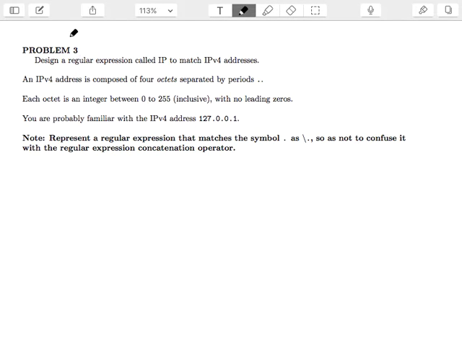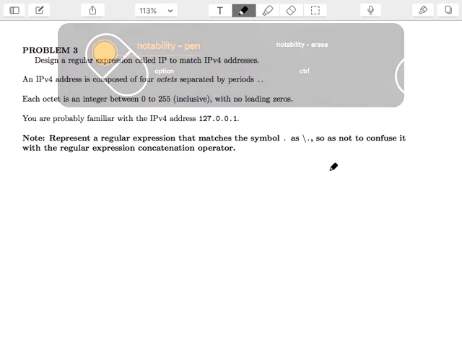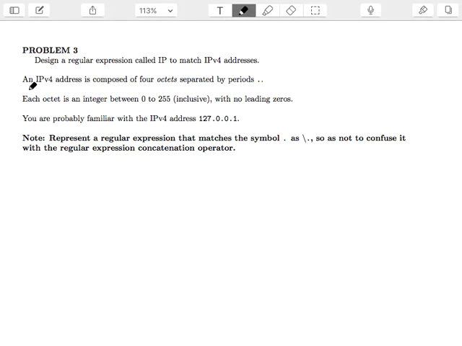So this problem says we want to design a regular expression called IP to match IPv4 addresses. Hopefully we have a description of what exactly an IPv4 address is, otherwise we have no way to do this. It says an IPv4 address is composed of four octets separated by periods. Each octet is an integer between 0 and 255 inclusive, which means we include both 0 and 255, with no leading zeros, just like our hex values and numeric values. We don't want to capture leading zeros.